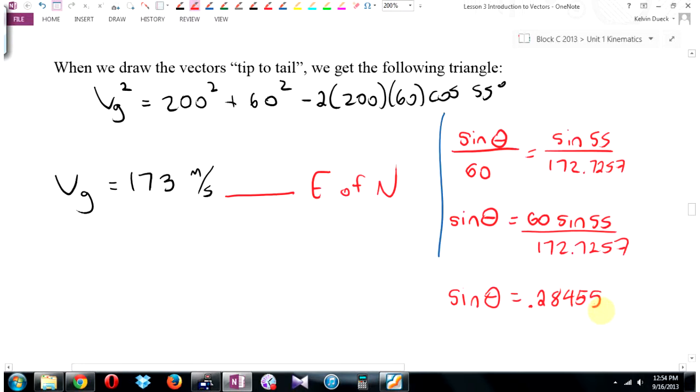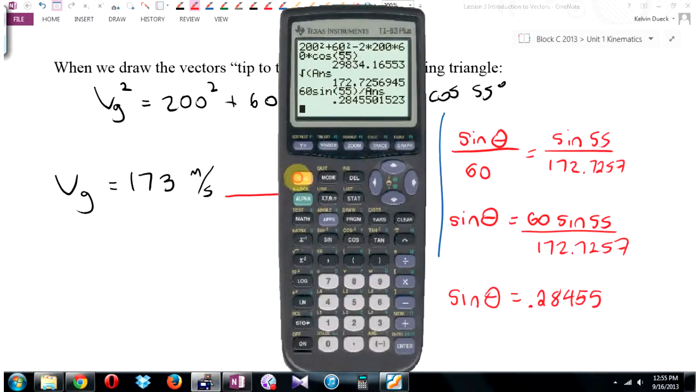Putting it all together. Second function. Second function sine of, oh, are you saying I can use the answer button again? Well, yes, I can. And I get 16.5 degrees.